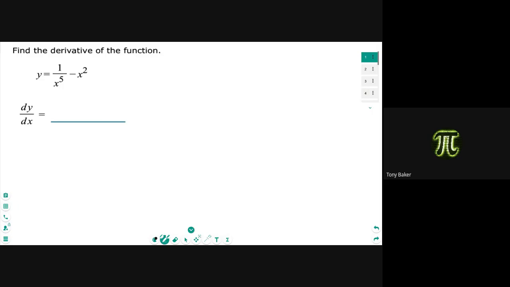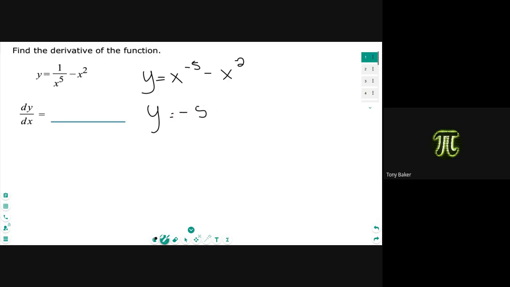All right. Find the derivative of the function y equals 1 over x to the fifth minus x squared. How should we go about doing it? Yeah, seriously. If you can get it out of the fraction, get it out of the fraction. So let's change this to x to the negative fifth minus x squared. Now we're using the what rule? Nope. Sorry. Power rule.